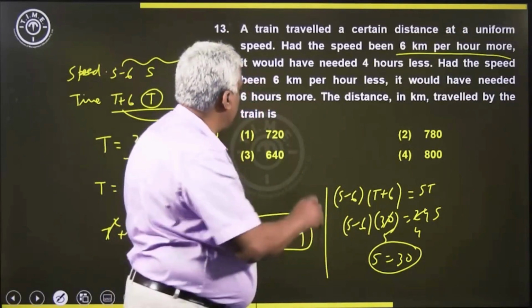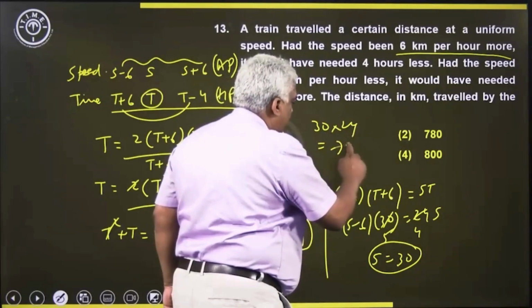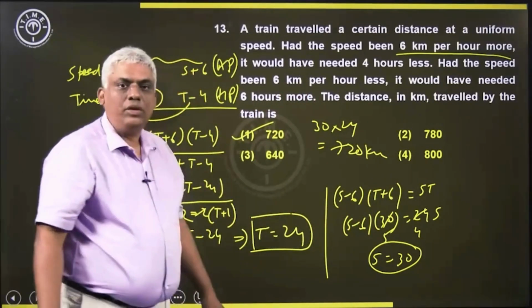So basically the distance will be 30 into 24. So the answer is 720. So 720 kilometers is the answer. So answer option 1.